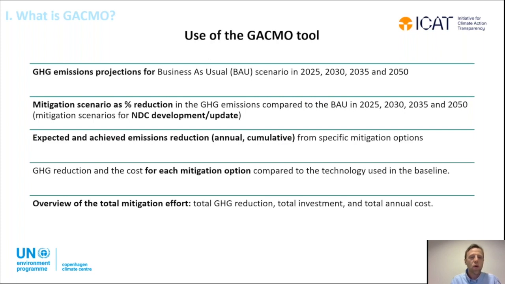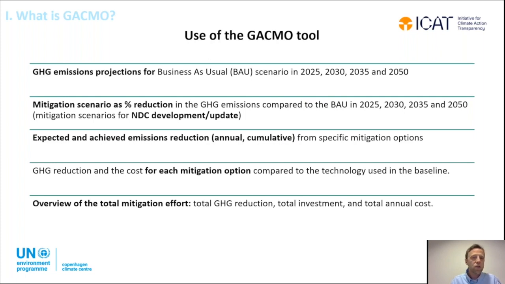The GACMO tool also allows a user to build mitigation scenarios, which are expressed as percentage reduction in the GHG emission compared to the business as usual scenario, also in the years 25, 30, 35, and 50. So in this case, as you will see, the GACMO tool is useful in the context of NDC development or update.